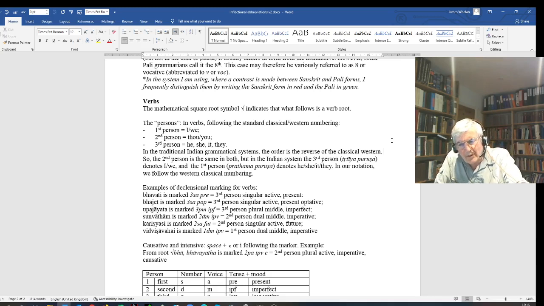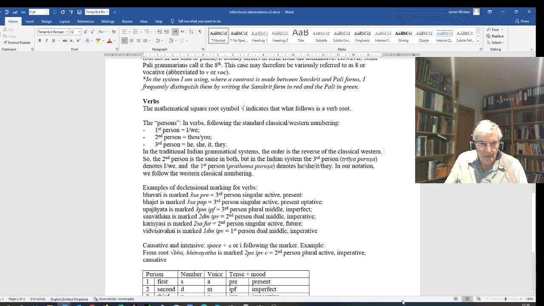That where we talk about the first, second, and third person, Sanskrit and Pali grammarians reverse that order. So when a Sanskrit grammarian is talking about the first person, he's talking about he, she, it, or they. And when talking about the third person, that means I, we. And the second, of course, is the second in both the Western notation and the Sanskrit grammarians.